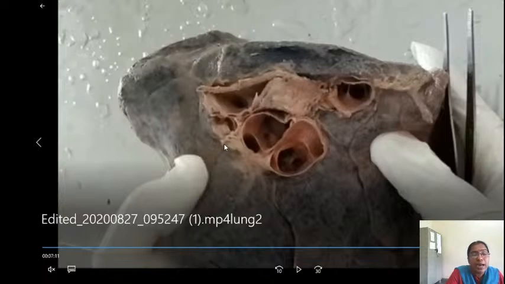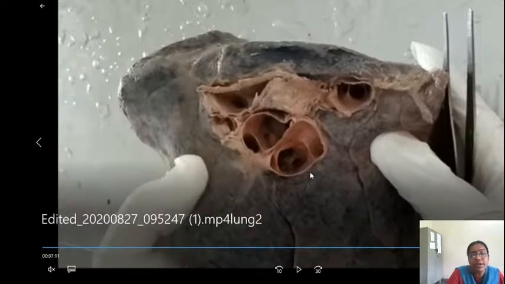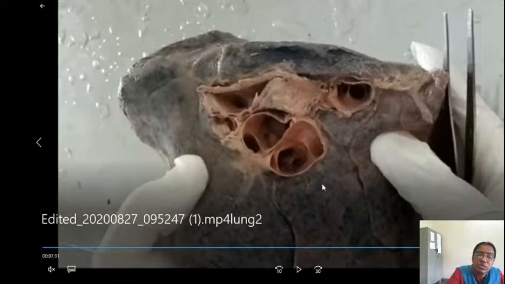Coming to the nerves, as in the right lung, there are two nerves, the vagus and the phrenic, but on the left side the phrenic nerve is in front, and behind is the vagus, that is, the left recurrent laryngeal nerve. Yes, so this is about the lung.